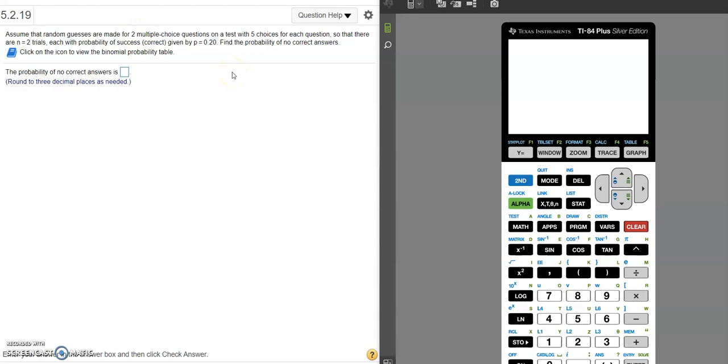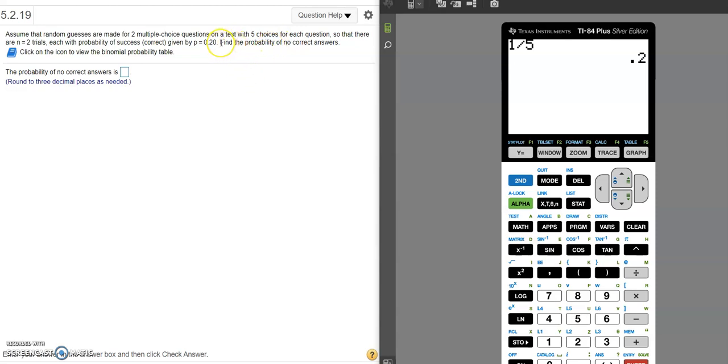The next thing we want to do is find p, which is the probability of guessing correctly. Each question has 5 choices, so only 1 out of the 5 will be correct. So 1 out of 5 is actually 0.2 if you put that in decimal form. I'll just show you here in the calculator. So 1 out of 5 will be correct if it's a multiple choice.